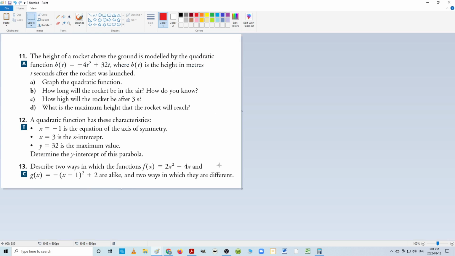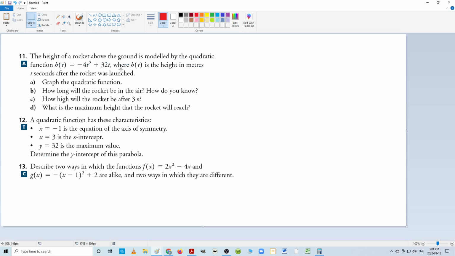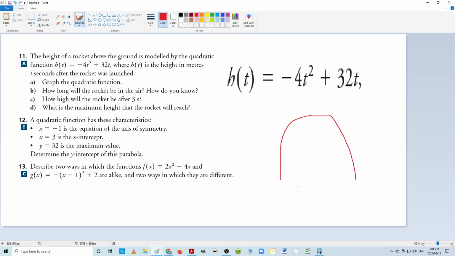Always see if you can factor something out to make your life easier. First of all, this is facing downwards, isn't it? So we can expect it to go like this. And I'm also going to tell you immediately it's going to go through 0, 0.